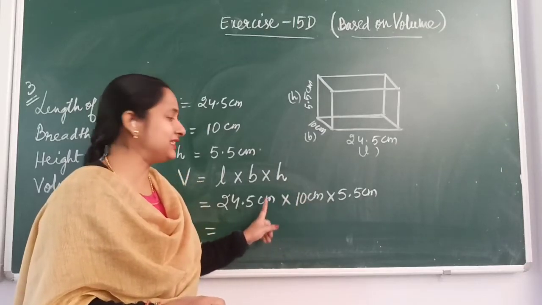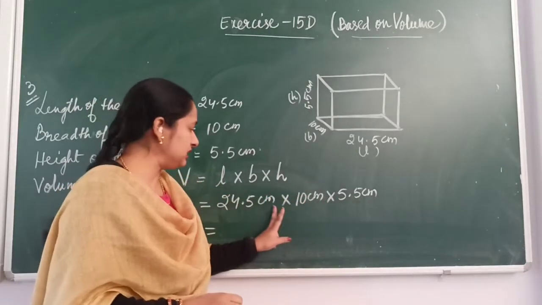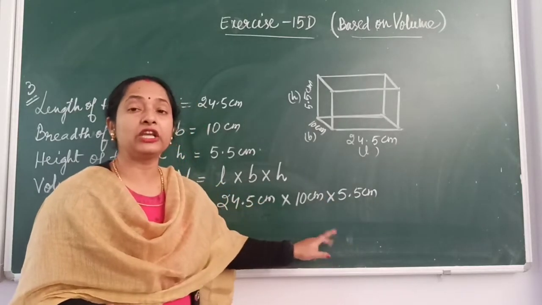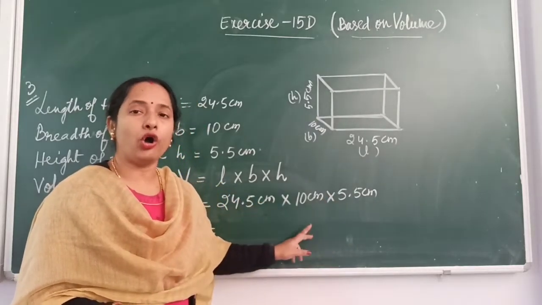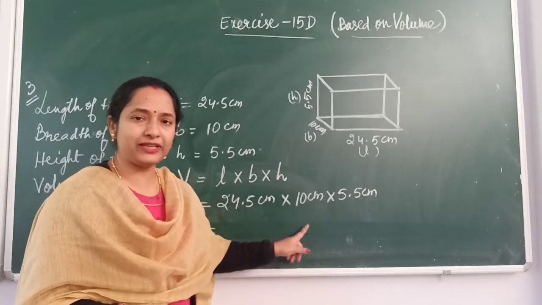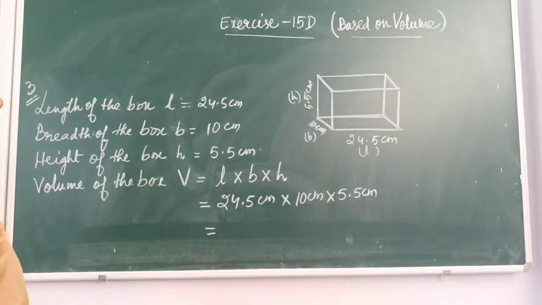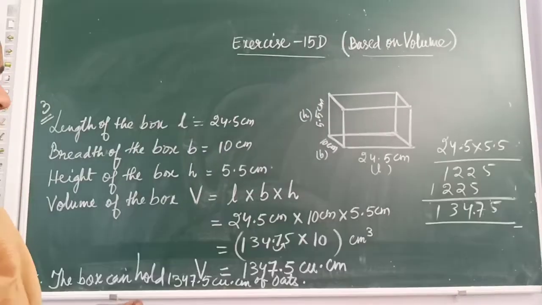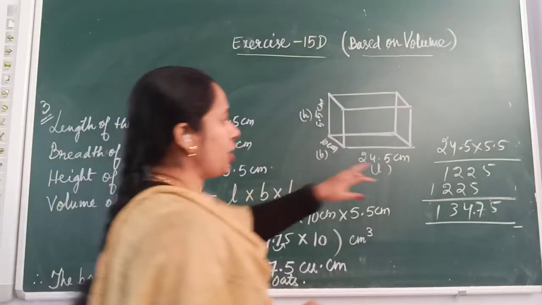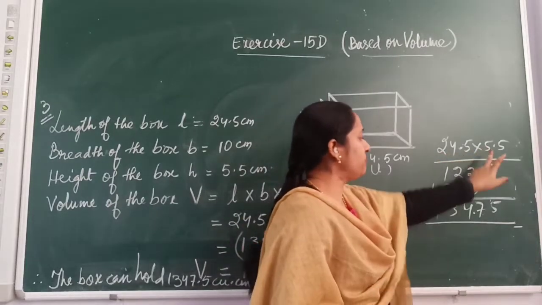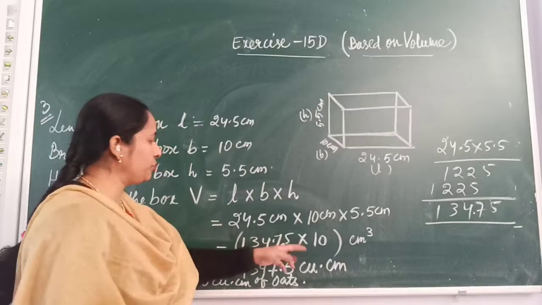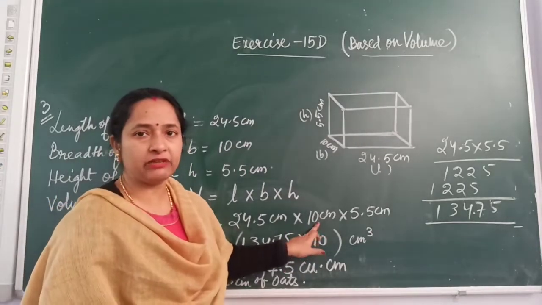When we multiply centimeter thrice, centimeter multiplied by centimeter multiplied by centimeter, what will we get? We will get centimeter cube, or the unit will be written as cubic centimeter. So how much is 24.5 multiplied by 10 multiplied by 5.5? Children, the product of 24.5 and 5.5 is 134.75, and we still need to multiply by 10 centimeters.